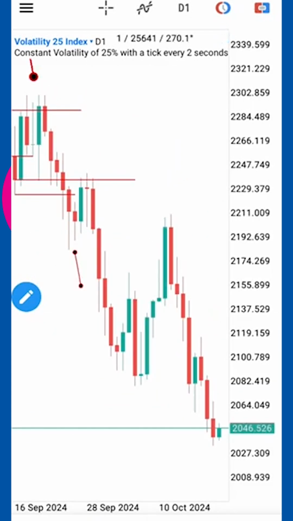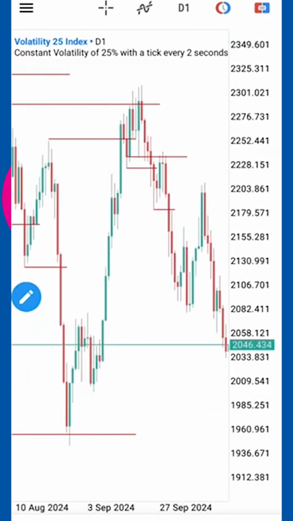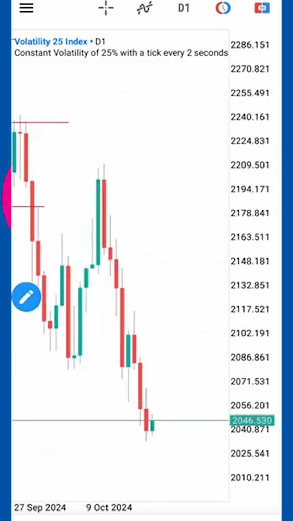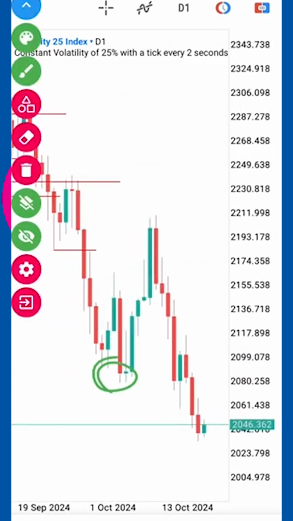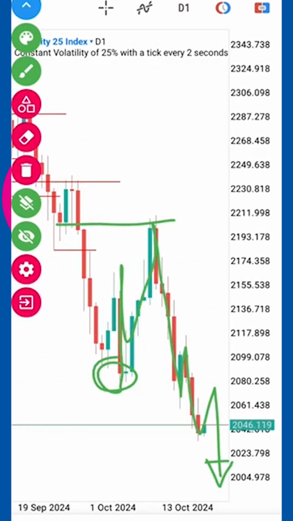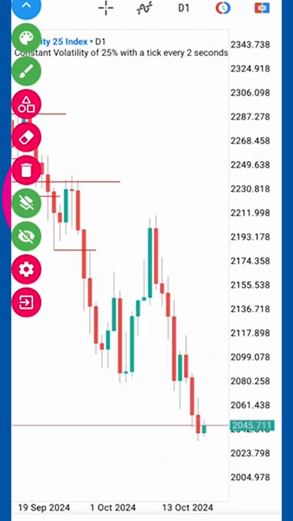Now it dropped down to give us a break of structure. So you can see this is just a sell here. We have so much sell pressure, and it's going to shoot back inside the range, hit the OB, and then continue to drop down. I think this is obvious if you have been watching my videos.